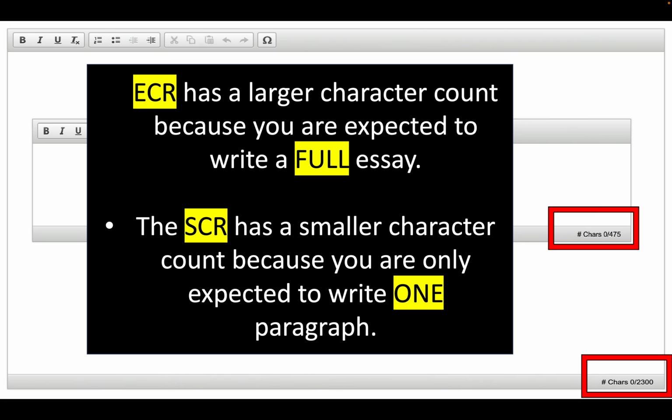So again, the ECR has a larger character count because you have to write a full essay, and the SCR has a small character count because you're only writing one paragraph. So I hope that this was a little bit more helpful and clear to show you and remind you the differences between the SCR and the ECR.